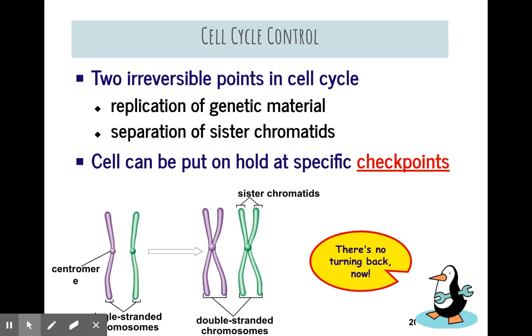Now, there are two irreversible points in the cell cycle, meaning that once these occur, we can't go back. One is replication of genetic material. Once DNA is copied, you can't undo that. And two, separation of the sister chromatids. Once the sister chromatids separate, you can't move back either. Cells can be put on hold, though, at specific checkpoints.